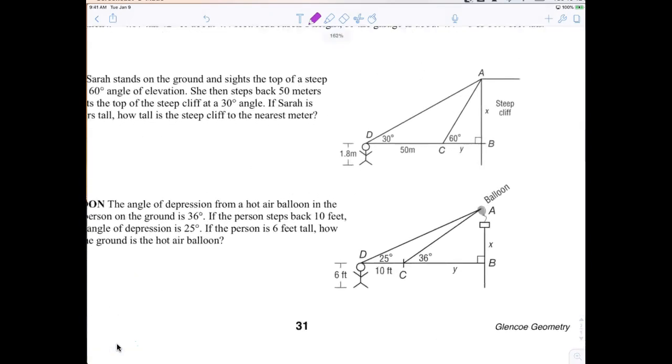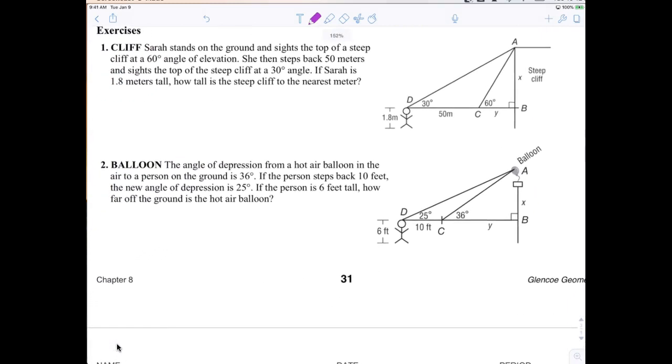little bit harder now. Please look up. All right, 1 and 2 are the hard ones. There's always one on the test that is very similar to this. Now, this is kind of like a system of equations. First of all, it says, Sarah stands on the ground and sights the top of a steep cliff at a 60-degree angle. She then steps back 50 meters and sights the top of the steep cliff at a 30-degree angle. If Sarah is 1.8 meters tall, how tall is the cliff?